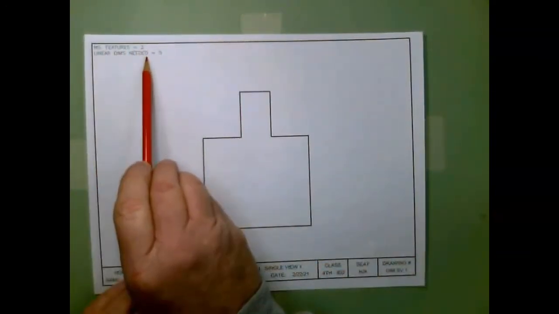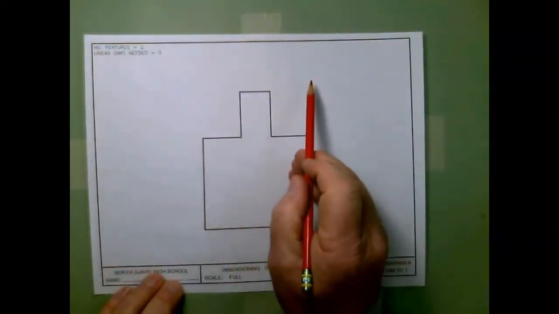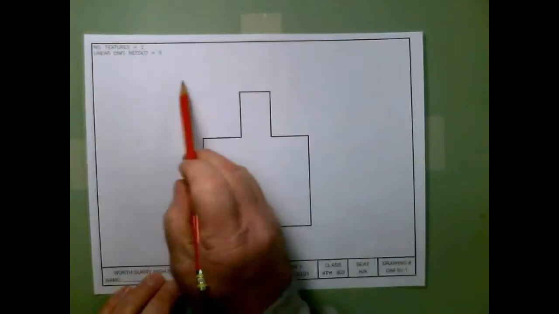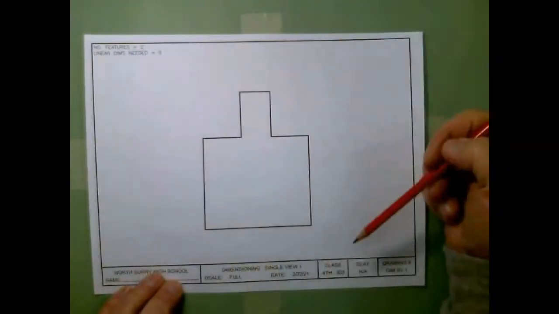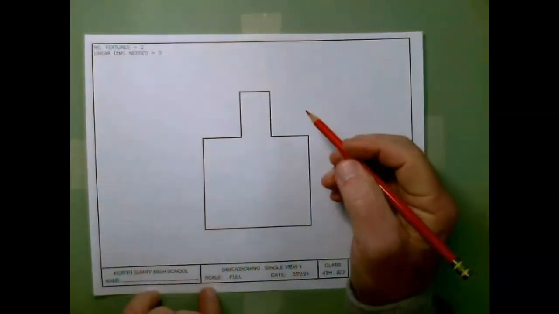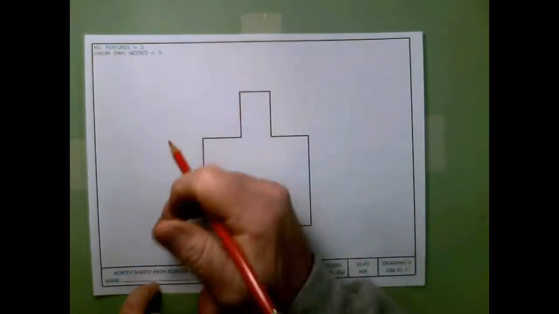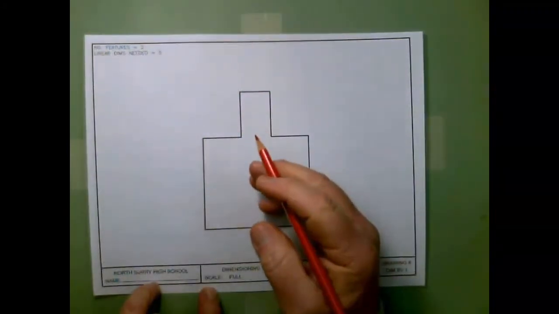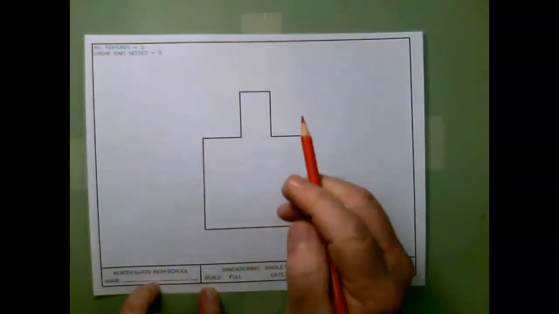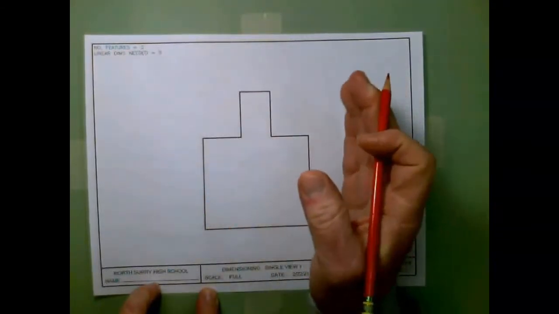So the number of linear dimensions needed. Now what does that mean? A linear dimension is either a horizontal dimension, so how far it is left to right, or a vertical dimension, how far it is top to bottom. So on this one, I always dimension the smallest dimensions first, because I want them closest to the object. We can never cross over what we call a dimension line. I'll show you that in just a second. So the features will always be the smallest dimensions.